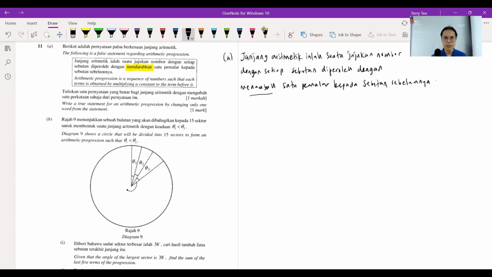Okay, so in English you just say instead of multiplying, we say by adding. Yeah, instead of multiplying, we say by adding a constant to the term before it. Yeah. Okay, so only 1 mark for this. Just rewrite, change the word mendarab dengan menambah. Or you want to use the word menambahkan.